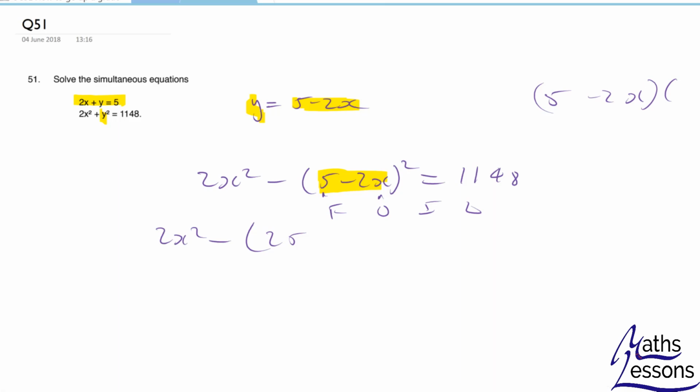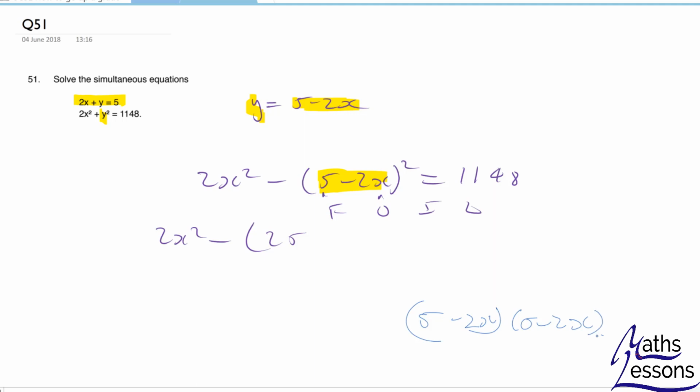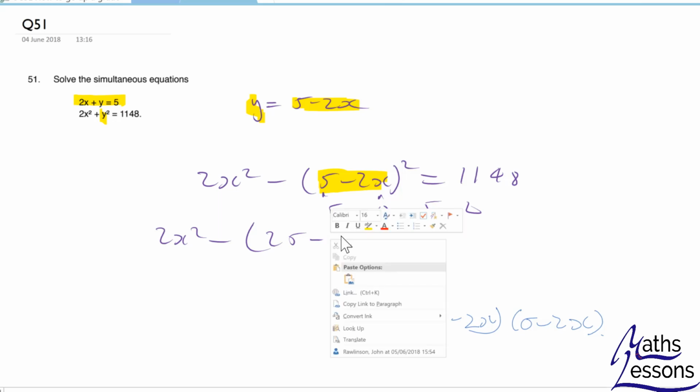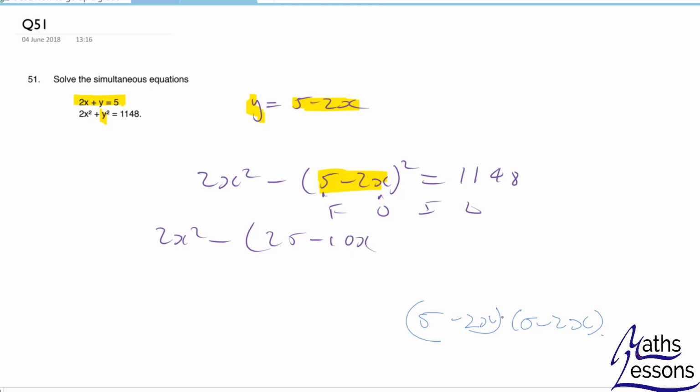So I'm just going off the page there. Bring that back in. So yeah, this means 5 minus 2x times by 5 minus 2x. So times the first two things together, 5 times 5 is 25, times the outer 5 times minus 2x is minus 10x. Times the inner two things is another minus 10x, times the last two things is a plus 4x squared equals 1148. Just going to rub that bit of working out because I don't need it.